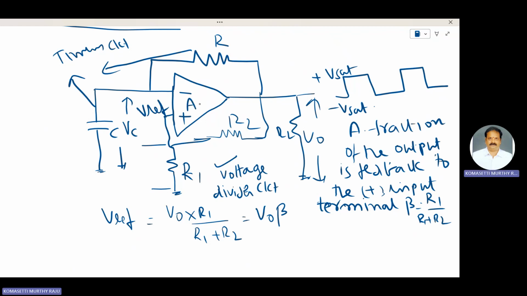The open loop gain of the op amp is AOL. With the help of positive feedback only, any circuit generates oscillations. The positive feedback is provided by this voltage divider circuit, consisting of R1 and R2. A fraction of the output is connected to the positive terminal, that means the non-inverting terminal of the op amp, with the help of the R1 R2 voltage divider circuit.